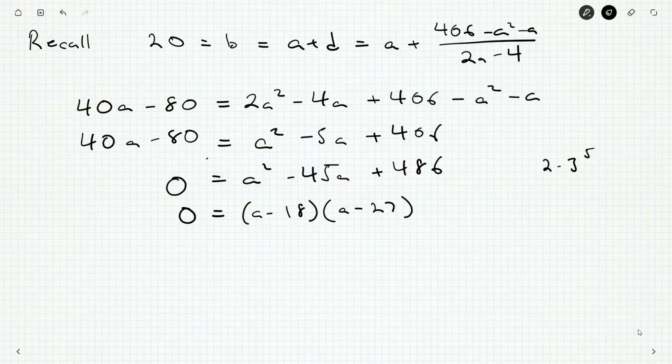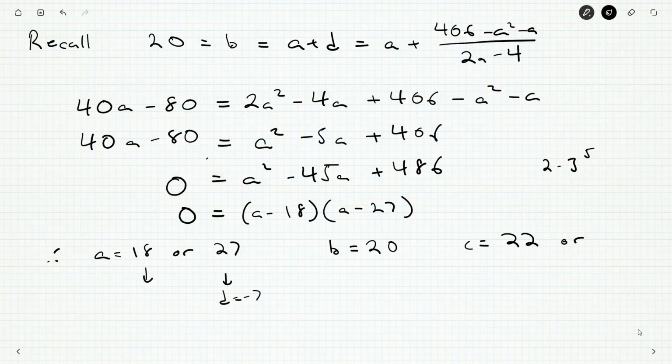Okay. And so A is 18 or 27. B is 20, and C is then 22, or subtracting 7 each time. So here the common difference would be -7. Here the common difference would be 2. Don't have to work those out, we can just sort of inspect. So C would be 13 here.